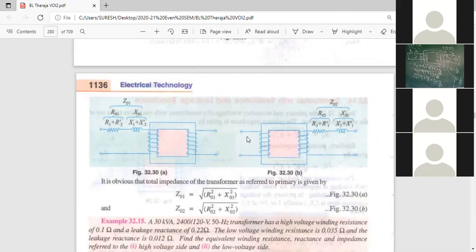Now see on the screen, figure number 32.30A. First diagram you see. In the secondary winding, we are not representing anything. In the secondary winding, we are not representing R2 and X2. Those two things are brought on the primary side. Draw that equivalent circuit, first diagram.